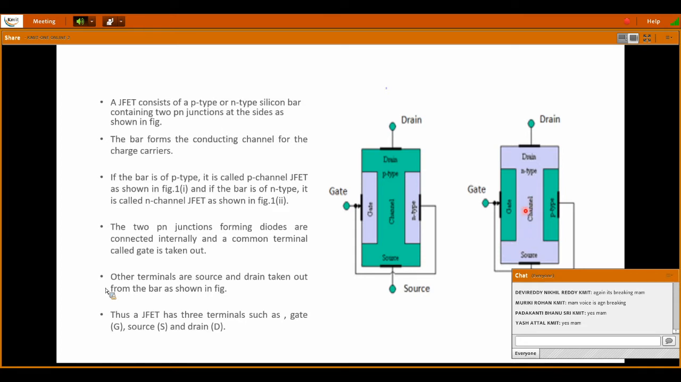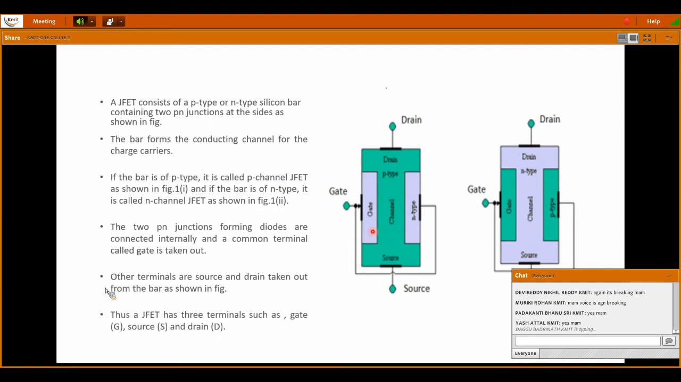So see, the name is given based on the main rectangular bar. That is, if it is an N-type bar on which a P substrate is induced, then the name of the FET will also be taken with respect to the channel type of material. That is, if the channel is of N-type, then it is called an N-channel JFET, and if the channel is of P-type, then it is called a P-channel JFET. Okay, the same points are being written here.